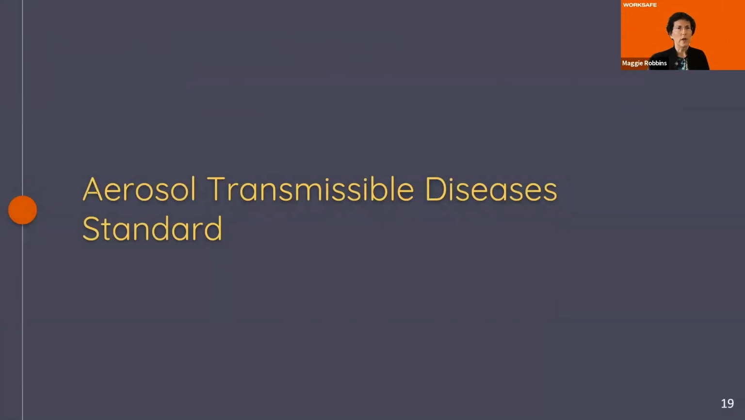What I'm going to talk about now is the one standard that California has that is unique in the country, actually, and it's the only one that directly requires protection of workers from infectious diseases such as COVID. It's called the Aerosol Transmissible Diseases Standard, and that's such a mouthful that I'm just going to call it the ATD standard after this.